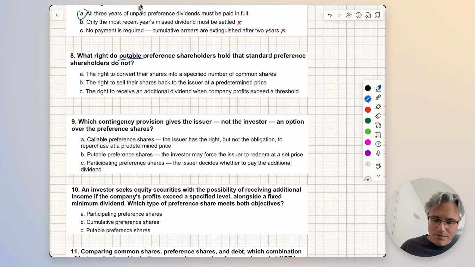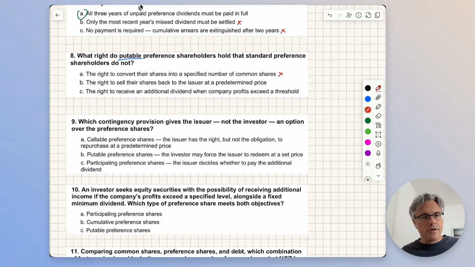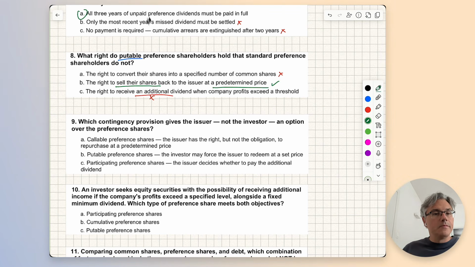So this is not about the right to convert into a specified number of common shares. That would be convertible preference shares. It's not about the right to receive an additional dividend when the company's profits exceed a threshold. That would be participating preference shares. But it is very much about the right to sell their shares back. So kind of force the issuer to take those shares back in exchange for a predetermined price. That's the whole idea of puttable instruments, in this case, puttable preference shares.